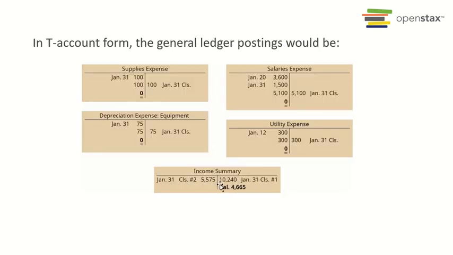Remember, this one was to close revenue. Here, on the left, the debit is to close expense. So after the first two closing entries, our income summary has a credit balance of $4,665.